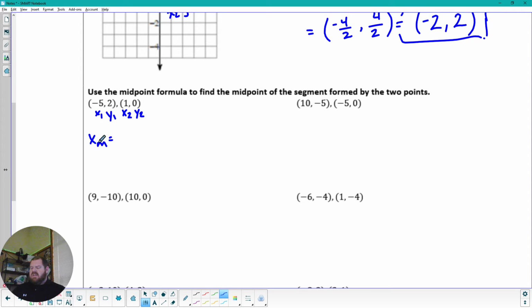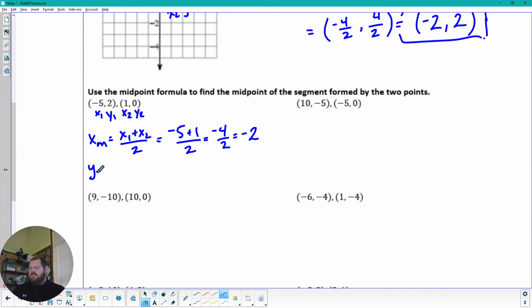It says that the x-coordinate of the midpoint is the x's added together and divided by 2. So I could just put those in there. -5 plus 1 divided by 2. That feels like -4 divided by 2, which is -2.